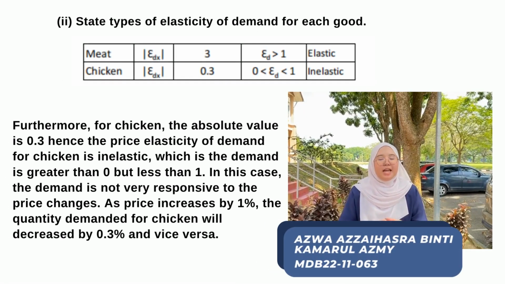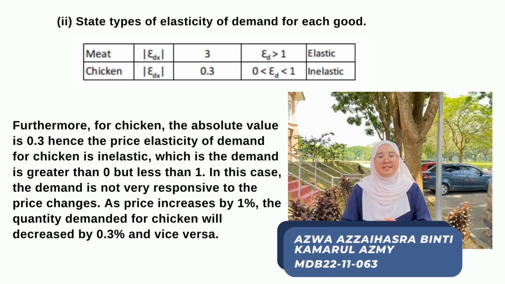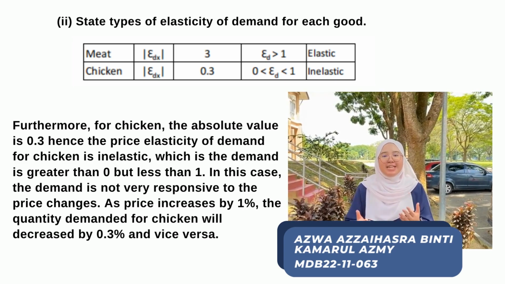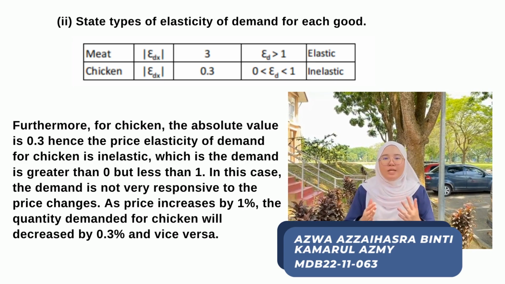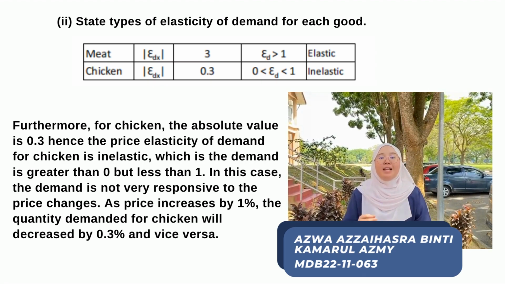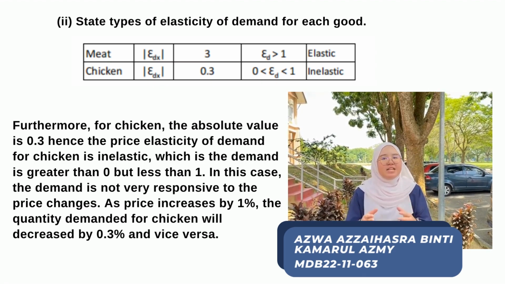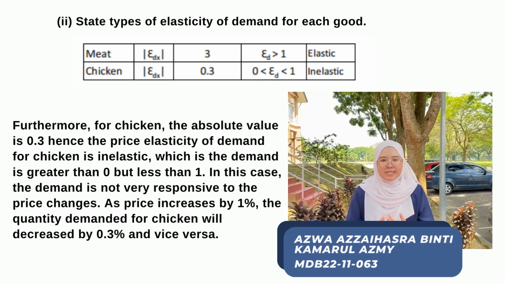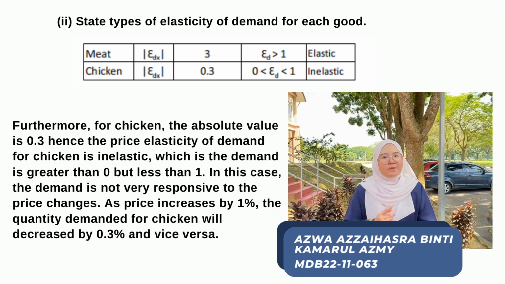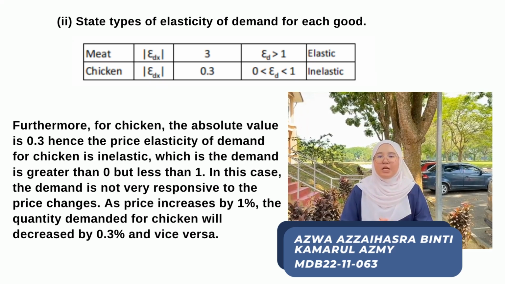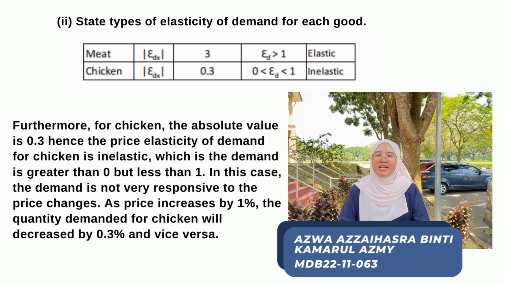Furthermore, for chicken, the absolute value is 0.3. Hence, the price elasticity of demand for chicken is inelastic, which is where the demand is greater than 0 but less than 1. In this case, the demand is not very responsive to price changes. As price increases by 1%, the quantity demanded for chicken will decrease by 0.3% and vice versa.